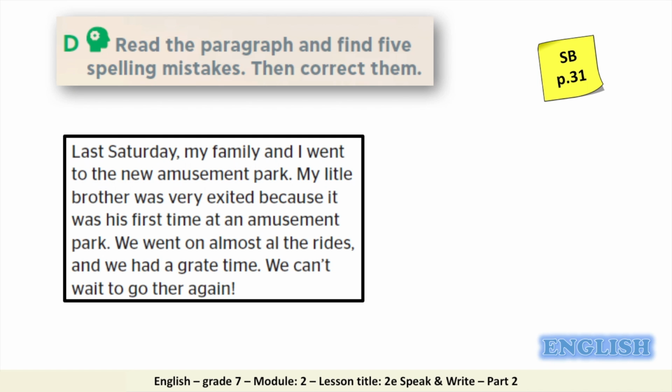Now let's work on exercise D in your student book, page 31. Read the paragraph and find 5 spelling mistakes, then correct them. Let's do the first one together. Last Saturday, my family and I went to the new amusement park. My little brother, did you find the mistake? That's right, the word little. What is it missing? Excellent, another T.